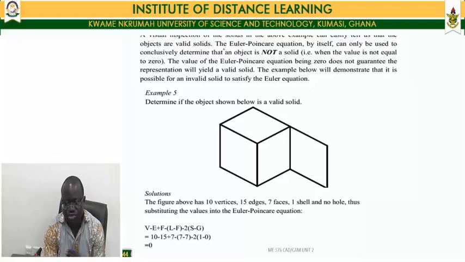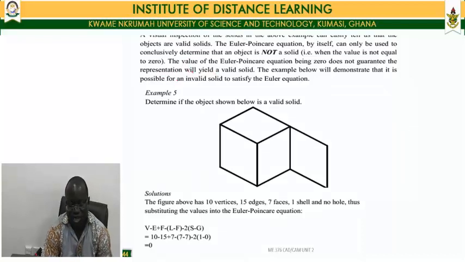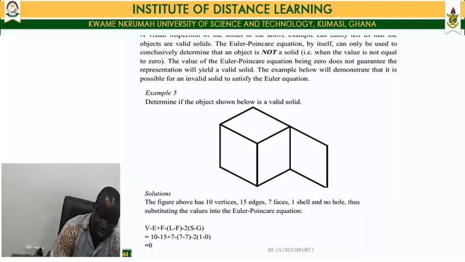When the value is not equal to 0, then we can clearly see that the object is not a solid. However, there are some representations where the value of the Euler-Poincare equation is 0, but that does not guarantee the representation is a valid one. Now, this example is going to demonstrate that.